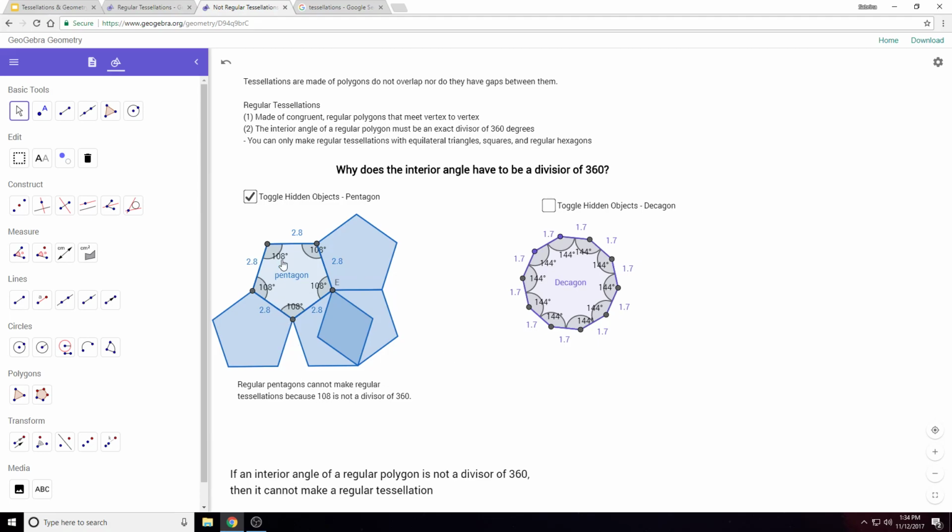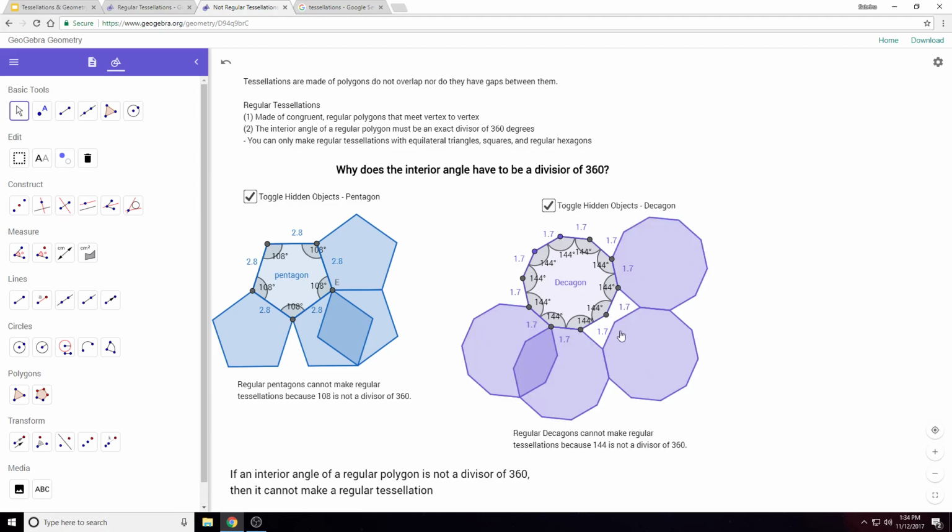The reason for that is because 108 is not an exact divisor of 360, and for that reason you cannot create a regular tessellation because no matter how I place the pentagons vertex to vertex, I can never fit a regular congruent pentagon in the space. And if I try to, the pentagons will overlap with one another. A similar argument can be made for this regular decagon. So no matter how I place these congruent decagons, there will always be either overlapping or there will always be gaps because 144 is not an exact divisor of 360.